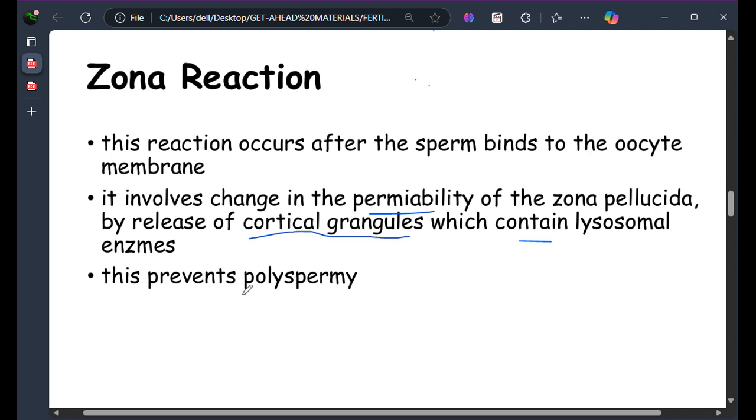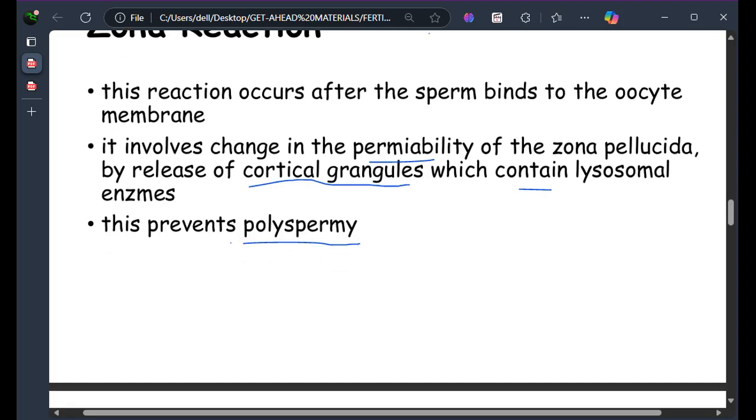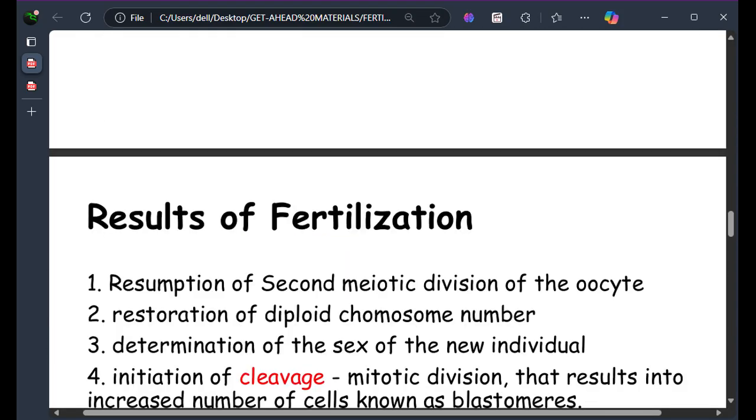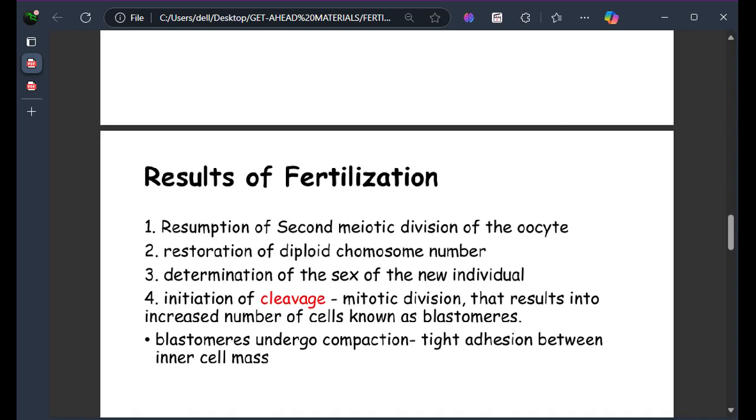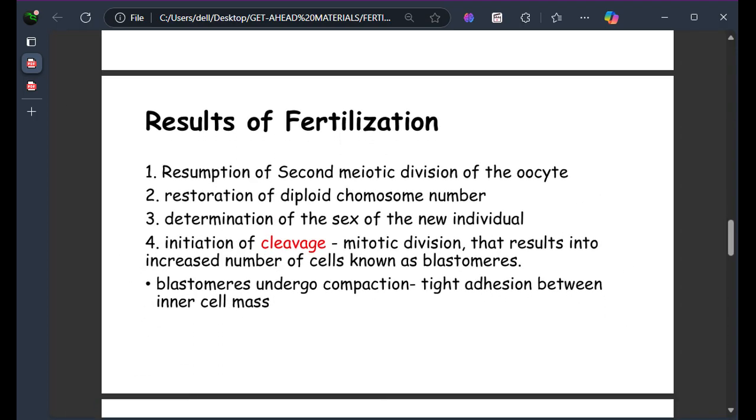Why are we doing all of this? For the first block and the zonal reaction, we're preventing polyspermy. We don't want multiple sperm fertilizing this egg because it will give us a zygote that has more than the normal number of chromosomes, and obviously that pregnancy will have to be terminated. All right. So at the end of the day, after fertilization occurs, we have a few results.